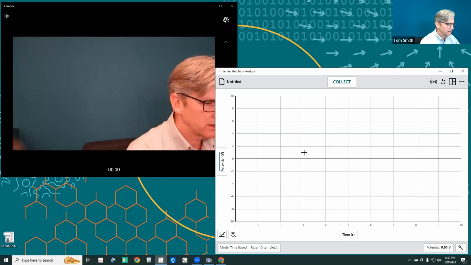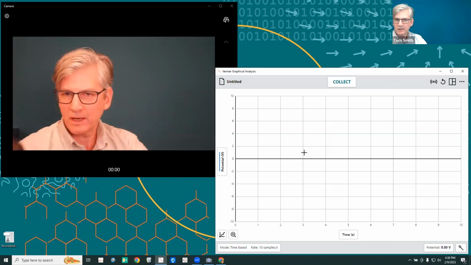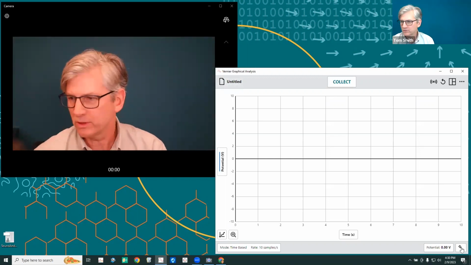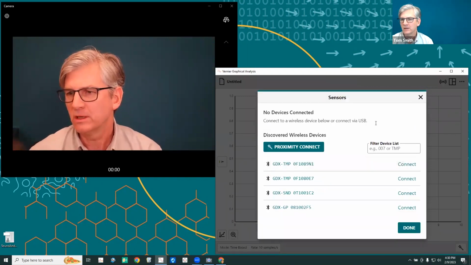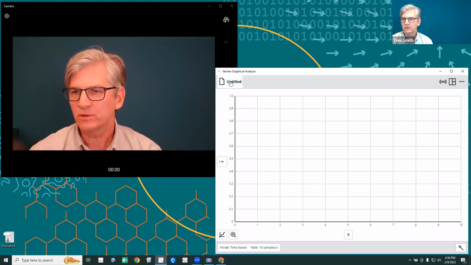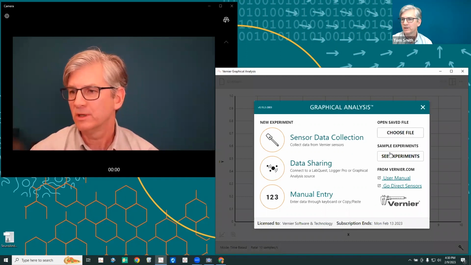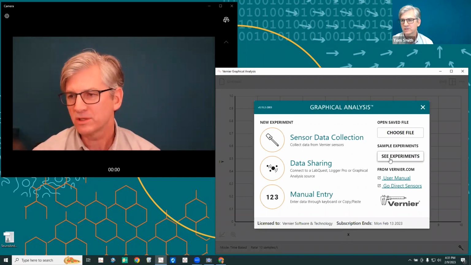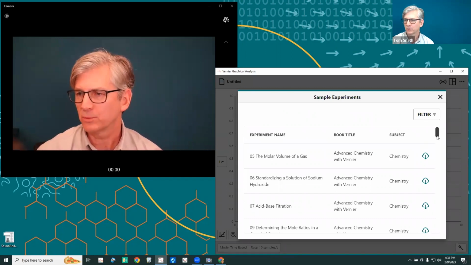So to that end, I'm going to switch sensors. Hang there for a second. And in order to flip this around so that they are going to be the drivers of the experiment, I'll go ahead and disconnect the voltage probe. And instead of starting a new experiment with data collection, I'm going to start a new experiment with sample experiments. So you could assign your students this lab simply by providing them access to Graphical Analysis Pro.